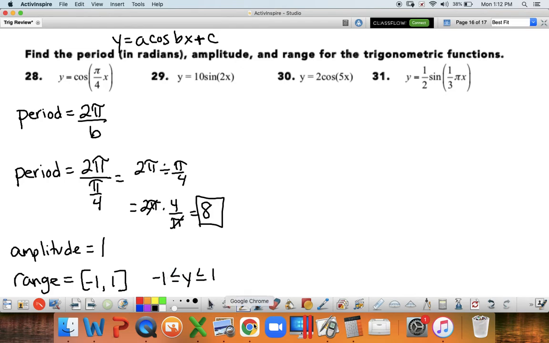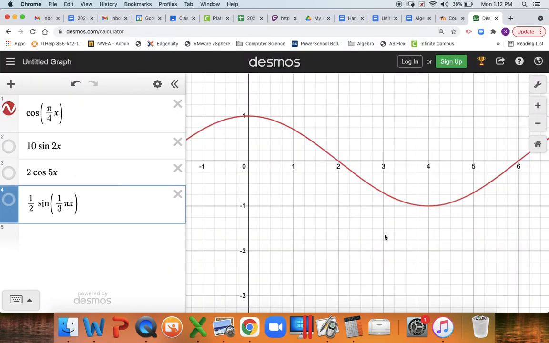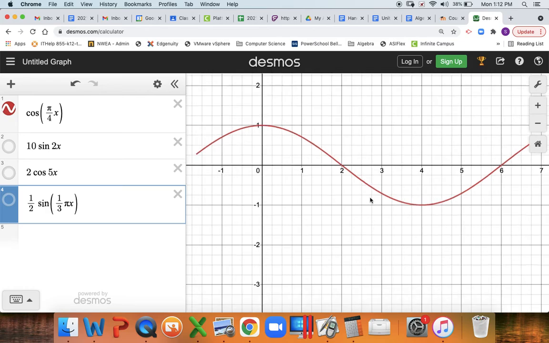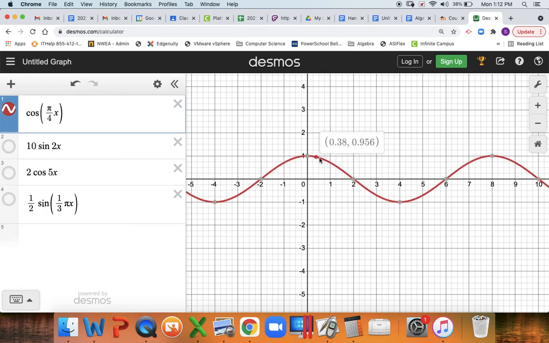And I encourage you to jump over to Desmos and check yourself. Check these answers. So if I'm looking at the cosine of pi over 4 times x, it starts up here. Let me zoom out a little bit. It starts up here, right? And then it goes down and it goes up. So the period value, when does it go back to where it started from? Well, it took me 8 units to get over there. My amplitude, which is basically the distance from my x-axis, is 1. And then my range value, it goes from -1 on the y-axis up to +1 on the y-axis.